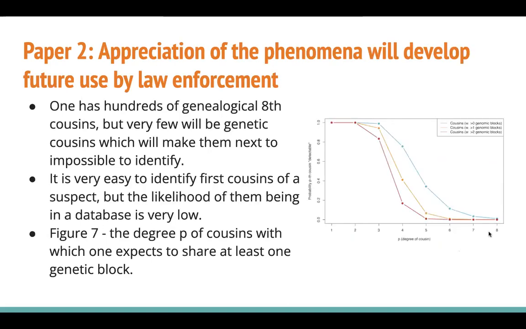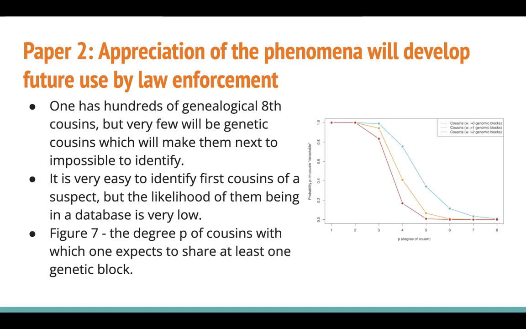And the appreciation of this phenomenon can help to develop the use of the method by law enforcement in the future. One has hundreds of genealogical eighth cousins, but those are very hard to identify because they're most likely not going to be genetic cousins. And identifying first cousins of a suspect in a database is very easy, but the likelihood of their information being in a database is very, very low.